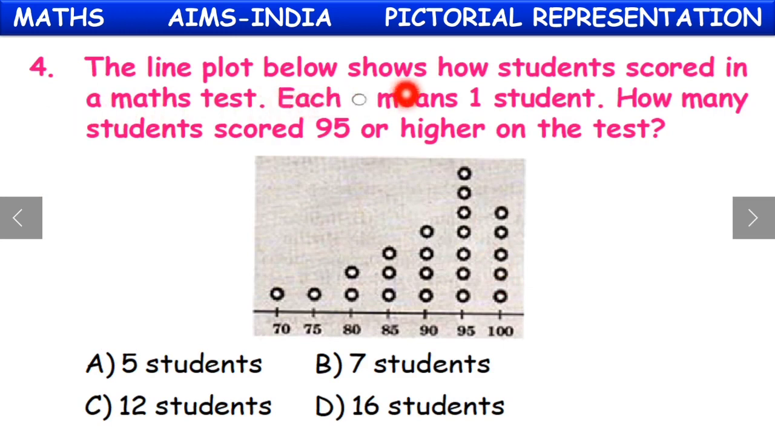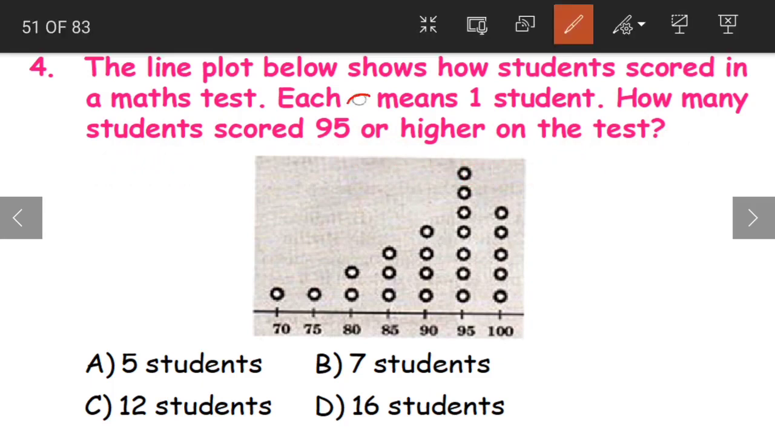Question 4. The line plot below shows how students scored in a maths test. Each circle means one student. How many students scored 95 or higher on the test? Now it is easy because here one circle means one student only. Now we want to find out how many students scored 95. How many scored 95, children? 1, 2, 3, 4, 5, 6, 7. 7 circles, that is equal to 7 students only, right? So 7 students scored 95.